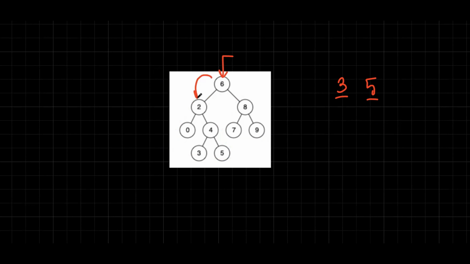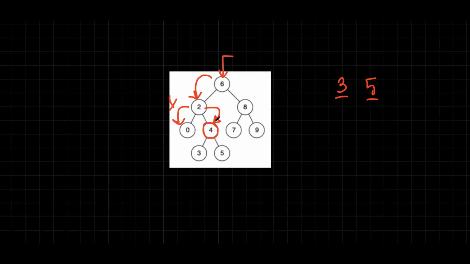Now again, we have to see whether the values 3 and 5 are smaller than the root or greater than the root. So here we can see that the root is 2 and the values 3 and 5 are greater than the root. So we don't have to go into the left subtree. Instead, we can search into the right subtree. So now our root is 4.